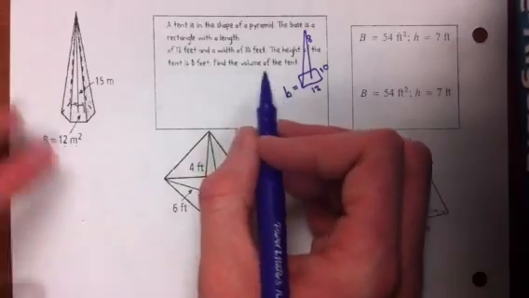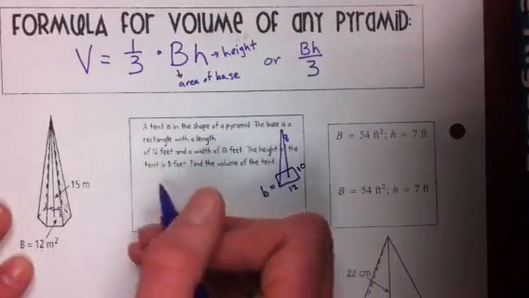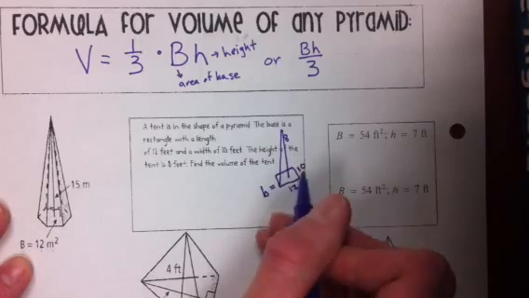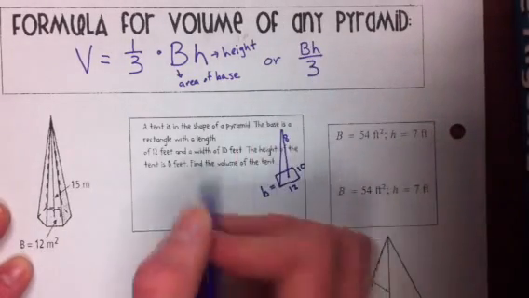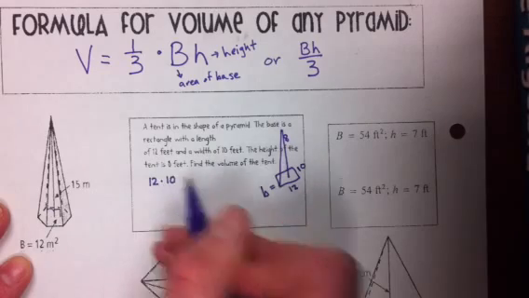Now we need to find the volume. So we're going to use this formula right here, and I'm going to find the area of the base first. I like to do that first. This is a rectangle, so I know that it's 12 times 10.